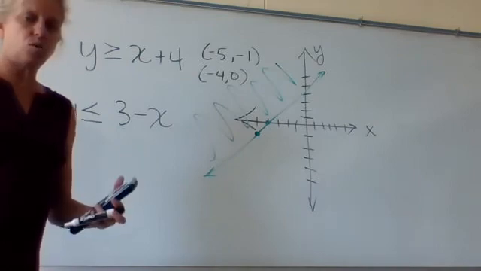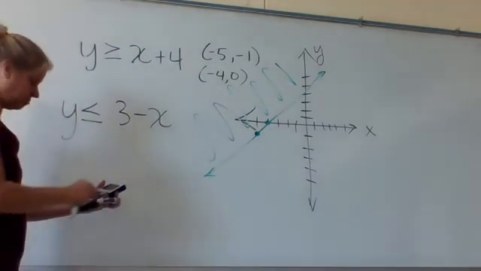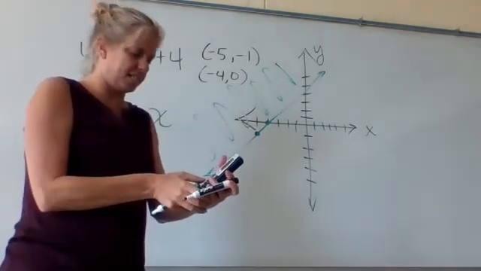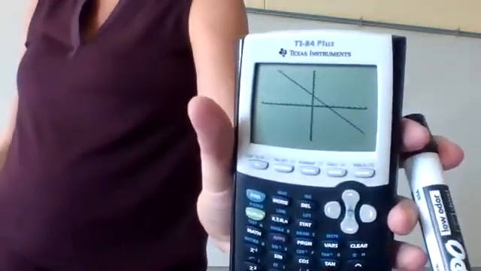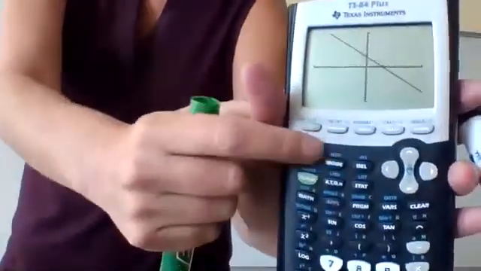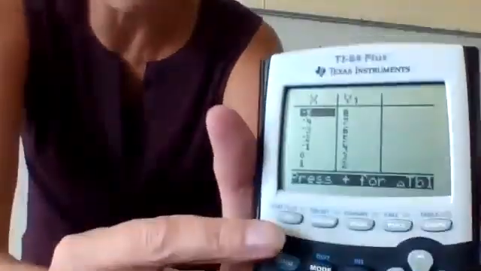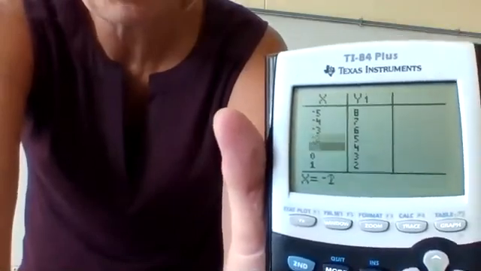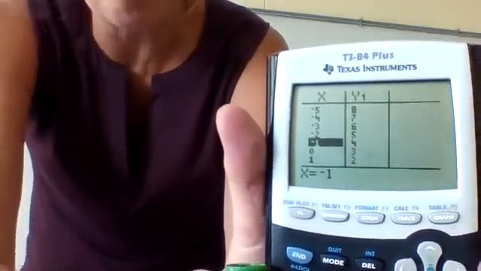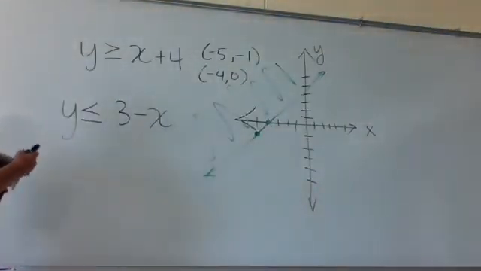Go back to y equals and clear it and put in this line. So 3 minus x and graph it. Second table, get you some points. I don't want that 8. Let's do this one and the one below it. So (-1, 4) and (0, 3).